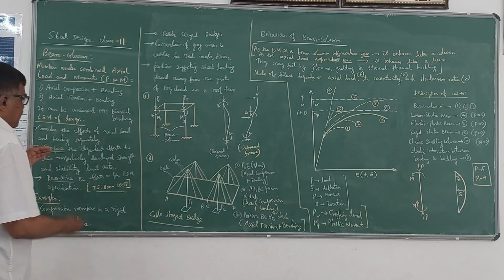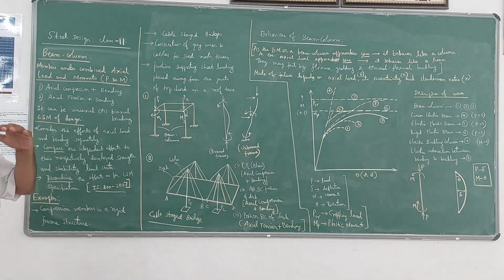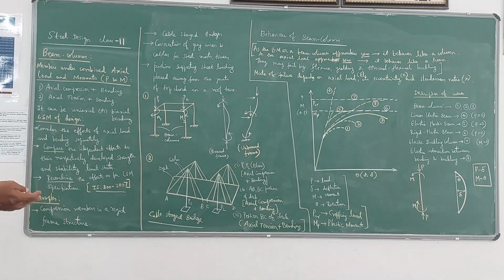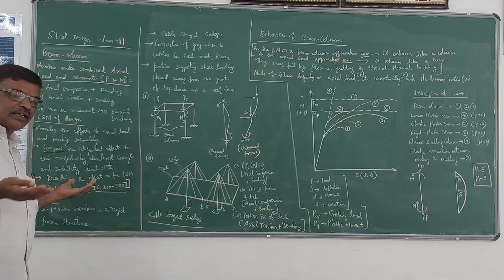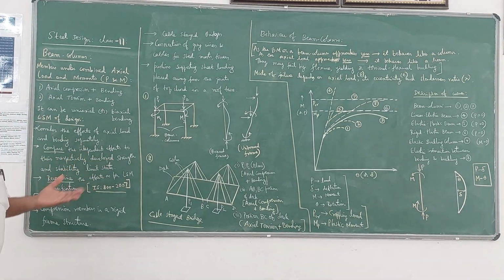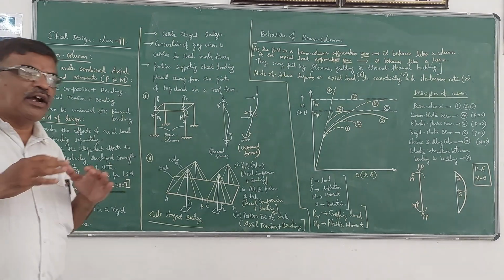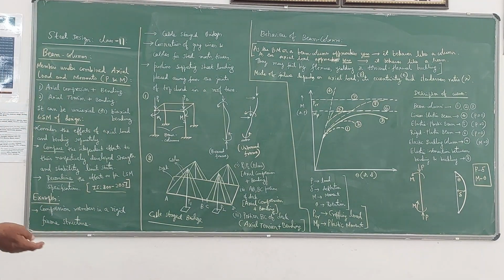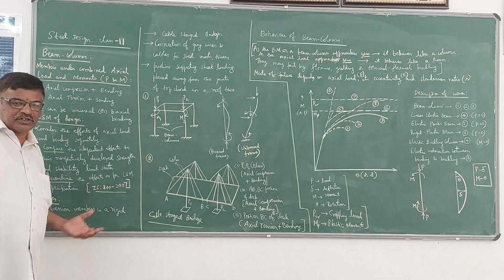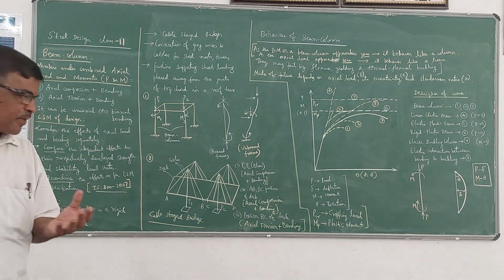So we have to take separately the effects of beam and column, and then we have to compare the strength and serviceability and stability criteria, and then we have to recombine the effects of both column and beam as per the specifications given in IS 800 2007.